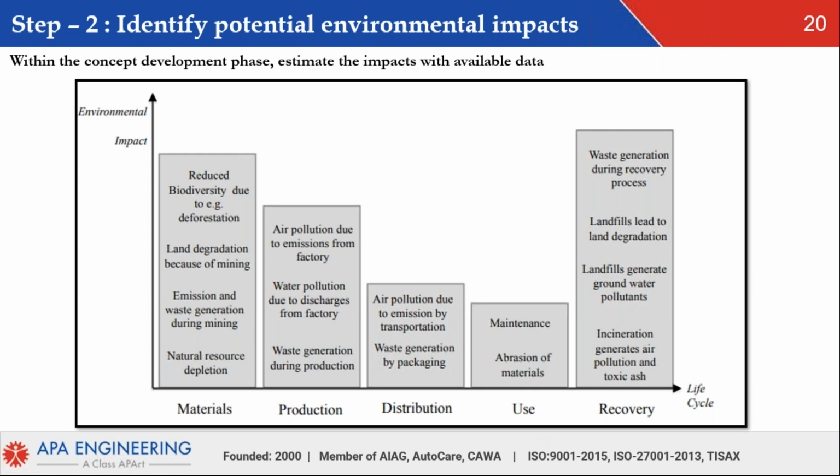Also, I would like to highlight here that this qualitative assessment may vary depending on the product that we are making. For products such as automobiles and electronic devices, the most significant impacts are found to be in the use stage. However, for other products, for example clothing and office furniture, the greatest impacts may be in the materials, production and recovery stages. Next slide.